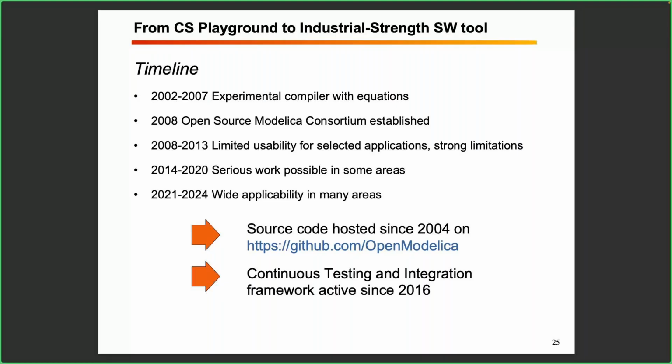The continuous testing and integration framework was activated in 2016. This was a major milestone in achieving more reliable operation. And this particularly means that each and every commit has to pass like 3,000 tests. And even if one fails, you can't merge it in unless either you solve the problem or you have a good motivation to change the reference files. It's a bit painful, but you can't do without it.